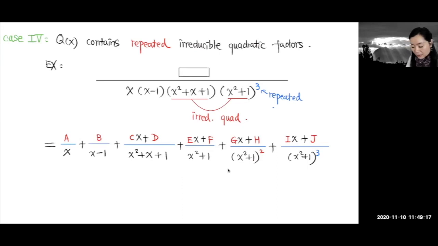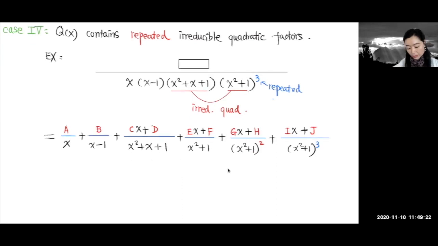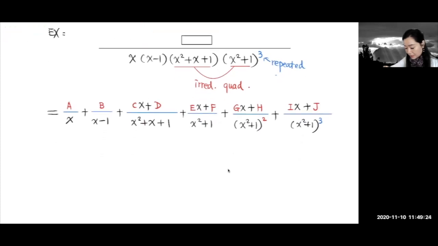So let me make a note over here. Remember, this is an irreducible quadratic, and this is an irreducible quadratic, and it is repeated.